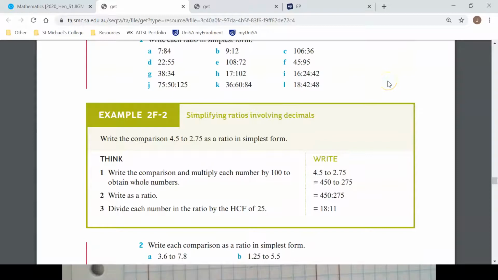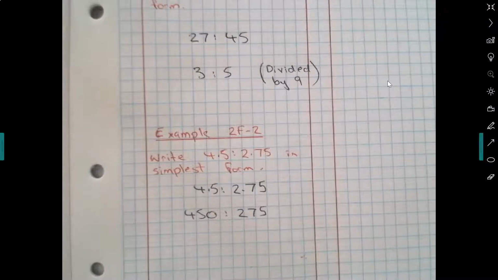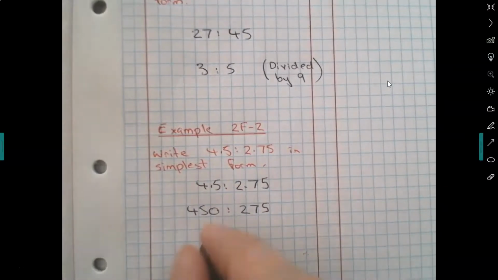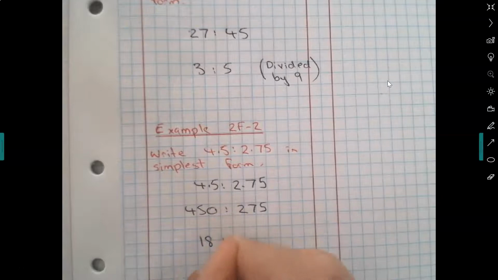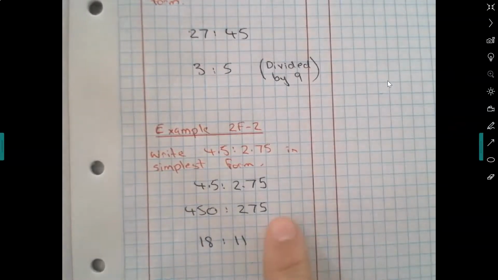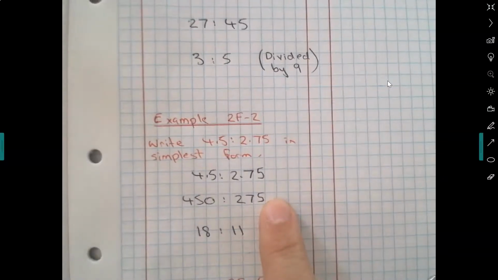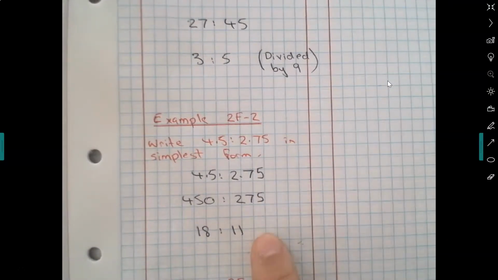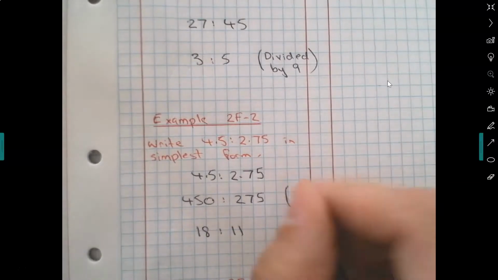Now, this might take a second to work out, but the highest common factor that we could divide both sides by is 25. So if I divide each side by 25, the ratio is 18 to 11. So that step, first we multiplied by 100, and then we divided by 25.